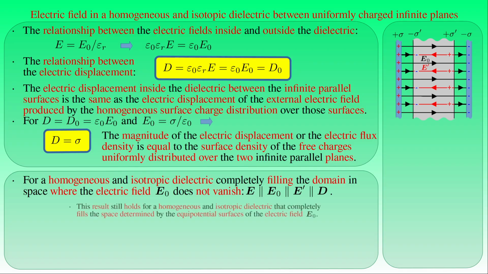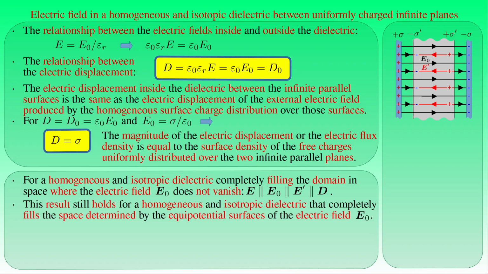A similar result is obtained if the homogeneous and isotropic dielectric does not completely occupy the space between the two parallel planes where E0 does not vanish, but only a part of this space that is determined by the equipotential surfaces of the electric field due to the free charges. In the figure, the vertical boundary surfaces of the dielectric are also equipotential surfaces of the electric field.